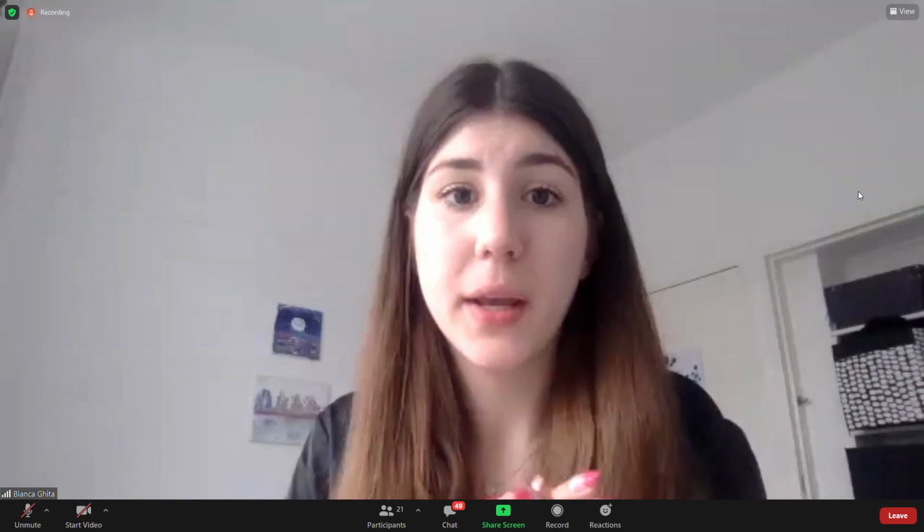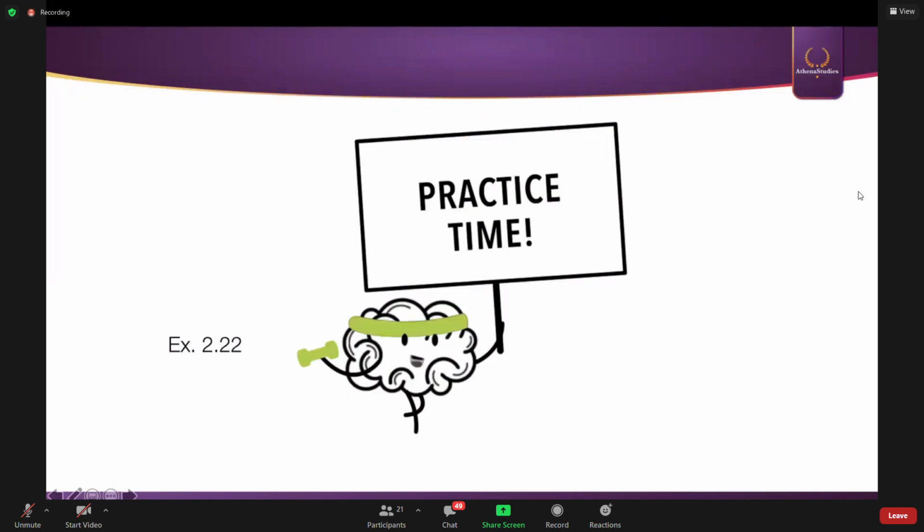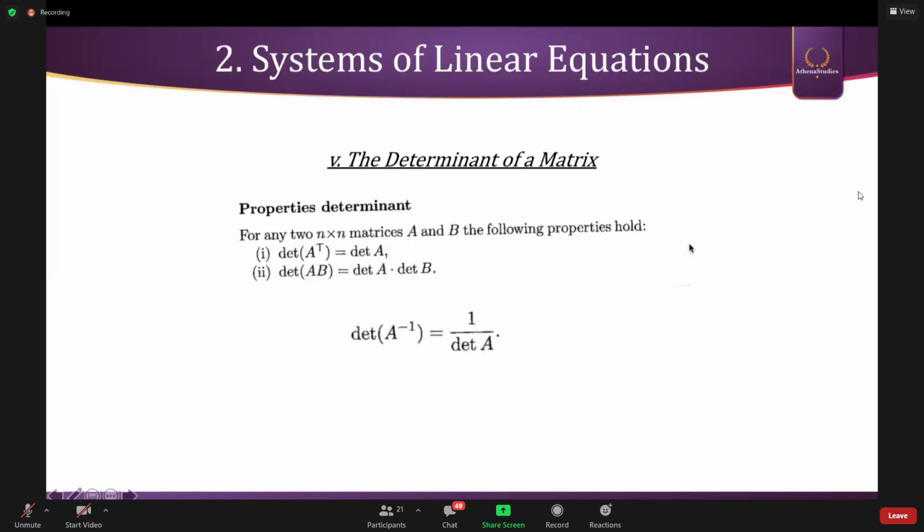Okay, guys. So this was it for chapter 2. I don't think I have anything else in my slides. Just one more property for the determinant of a matrix. This is a little bit of theory that you have to remember. So for any square matrix, because this is the only type of matrix that we can create a determinant for.